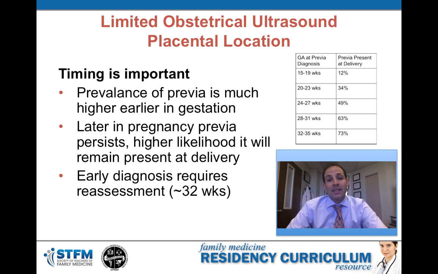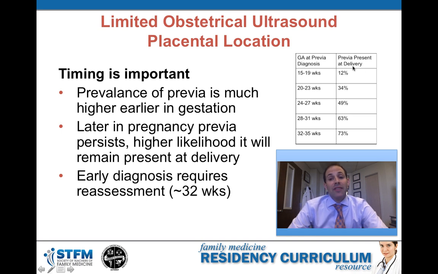Timing is important when assessing a placenta. The prevalence of placenta previa is much higher earlier in gestation. As pregnancy progresses and the lower uterine segment develops, many low-lying placentas or marginal placenta previas may resolve. Therefore, the incidence of placenta previa falls as you get close to term. The absolute incidence of previa is approximately 1 in 200 term gestations.